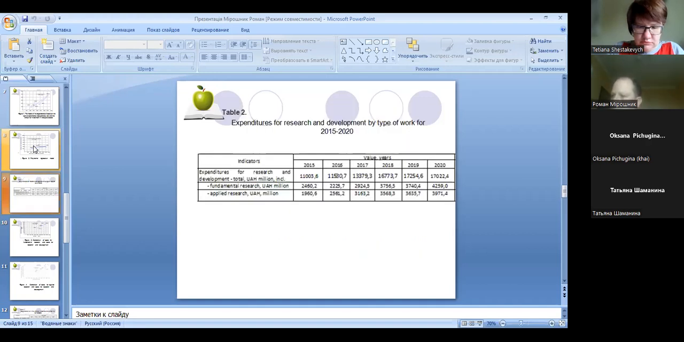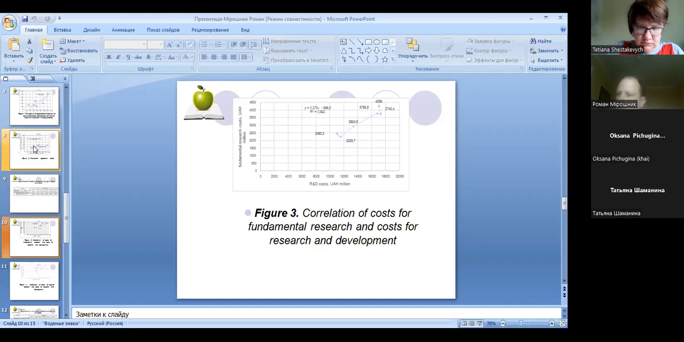As can be seen from table two, the total cost of research and development carried out by Ukrainian business increased annually during the period 2015-2020. Figure three shows the dependence of the cost of fundamental research on the cost of research and development, correlated with a linear relationship in the presence of very strong correlation.